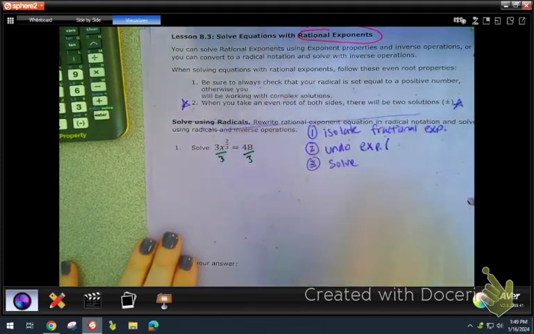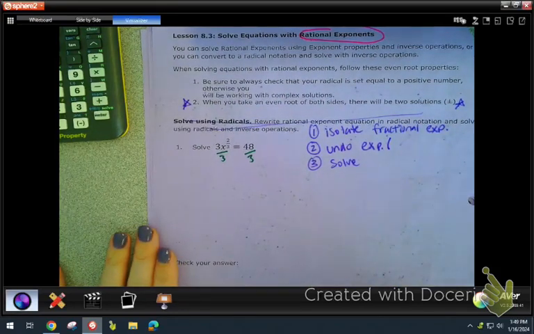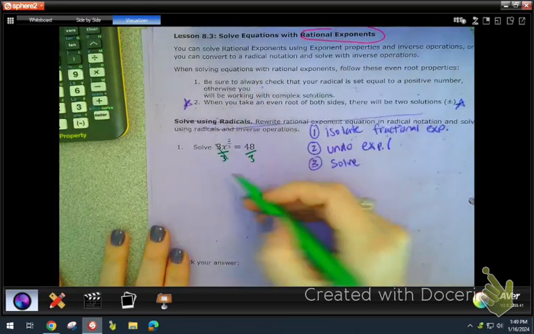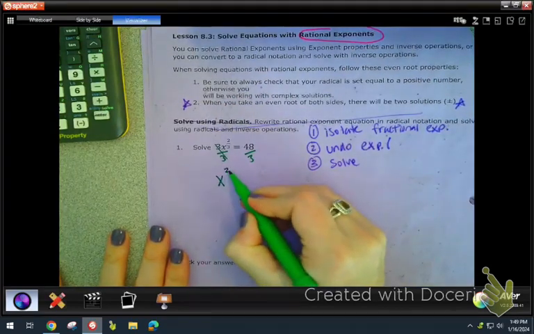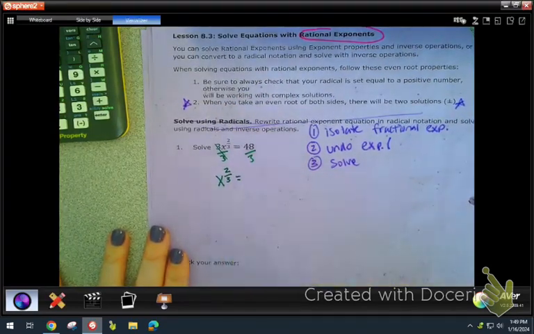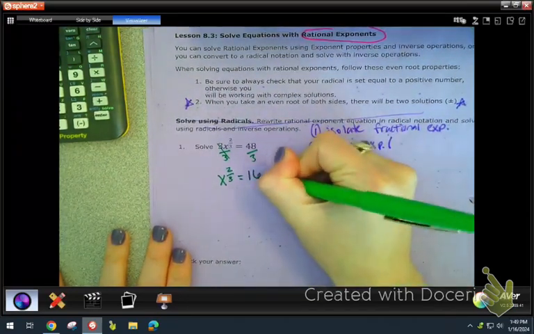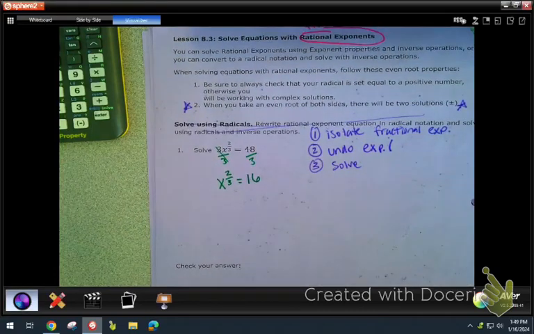Oh, we're aware this is a non-calculator test, aren't we? Yes, that's not a surprise. Okay, good. All right, so this is going to give me x to the 2/3 power equals 48 divided by 3, which is 16.